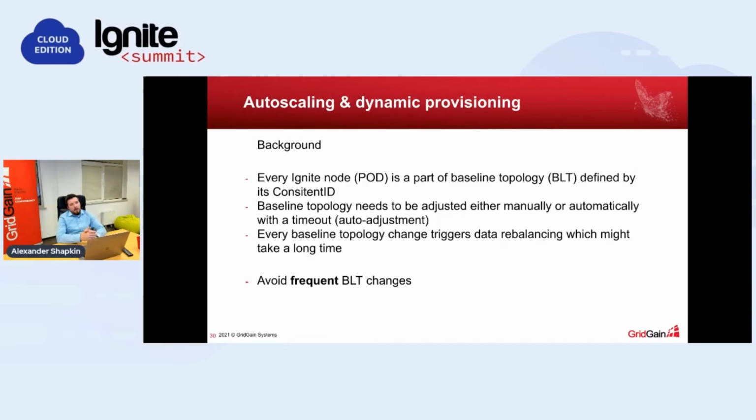As a background, you need to understand that every Ignite node is a part of the baseline topology. So whenever you need to bring a new node or scale down, you have to change this BLT either manually or automatically. And every change to the baseline triggers data rebalancing. Therefore, you should avoid frequent BLT changes.